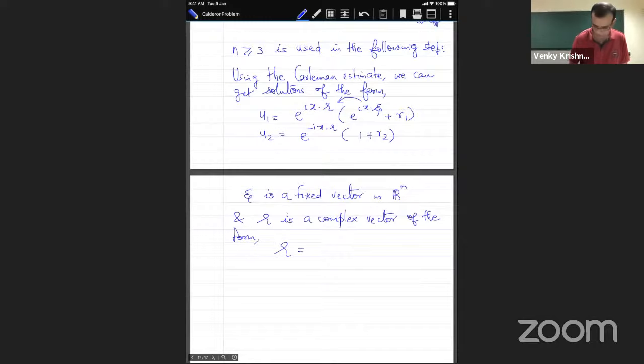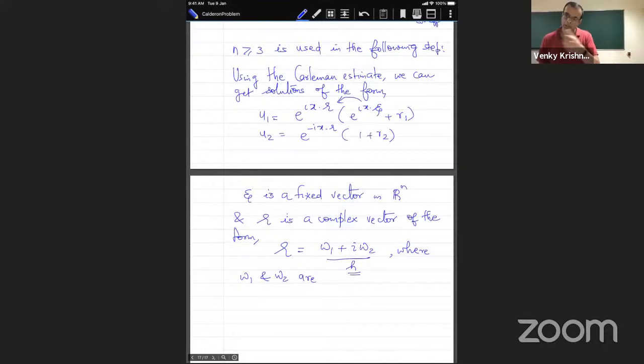zeta is equal to omega 1 plus I omega 2 divided by h, where omega 1 and omega 2 are such that the length of omega 1 is the same as the length of omega 2. I'm also interested in mod zeta going to infinity. So I can have this h to be a small parameter, and as h goes to 0, mod zeta goes to infinity. It's just a minor rearrangement.